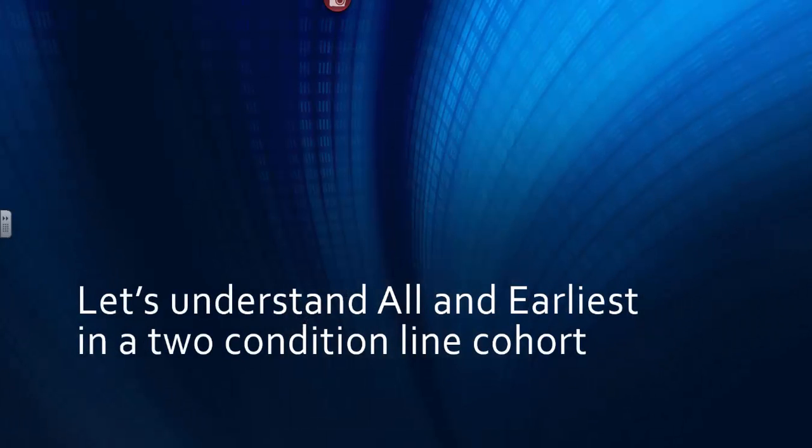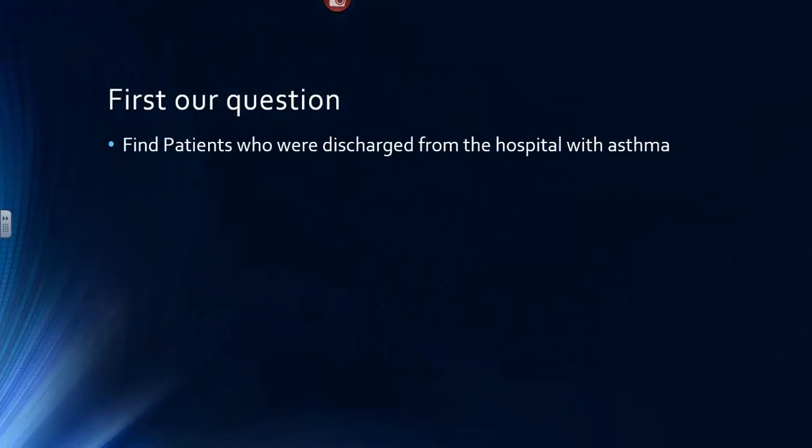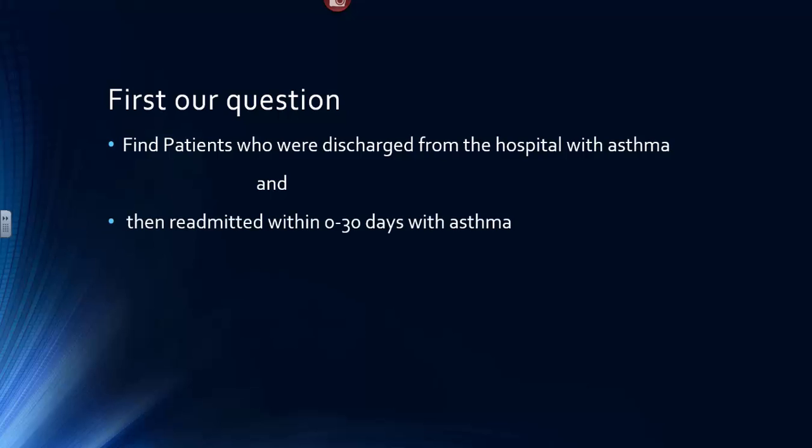Let's understand all and earliest in a two-condition line cohort. First, our question. Ultimately, we are going to want to find patients who were discharged from the hospital with asthma and then readmitted within 0 to 30 days with asthma.